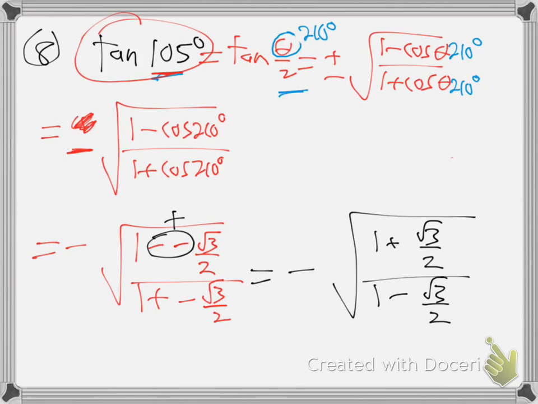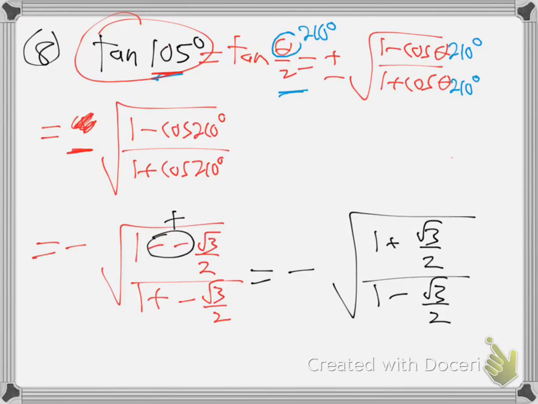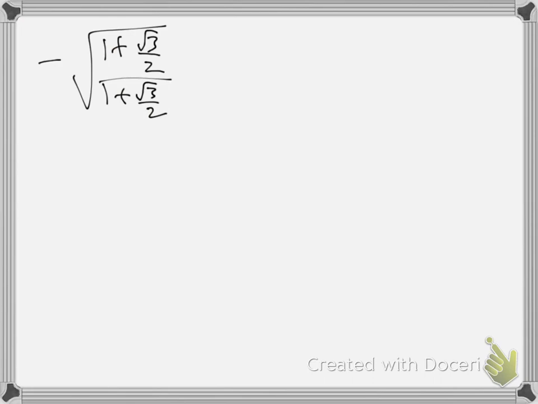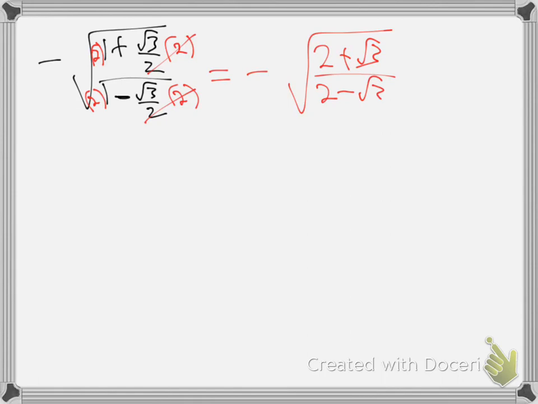All right, so instead, let me go to a fresh screen here. So what is it? It's negative square root of 1 minus root 3 over 2, all over 1 plus root 3 over 2, right? No, other way around. Plus on the top, minus on the bottom. Okay. So first off, how can we get rid of these extra 2's? We don't want fractions within fractions. We can multiply everybody by 2. Cancel, cancel. We get minus the root of 2 plus root 3 over 2 minus root 3.